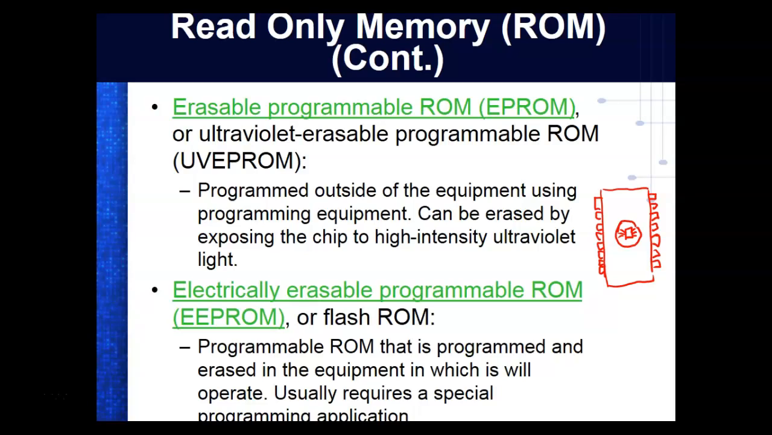Then of course this has revolutionized our ROM right here. It's called electrically erasable programmable read-only memory. So we can erase EPROMs with ultraviolet light. With EEPROMs, we can erase those with electricity. So this gave us the ability now to have a non-volatile memory that we can electrically erase and reprogram. This is EEPROM.